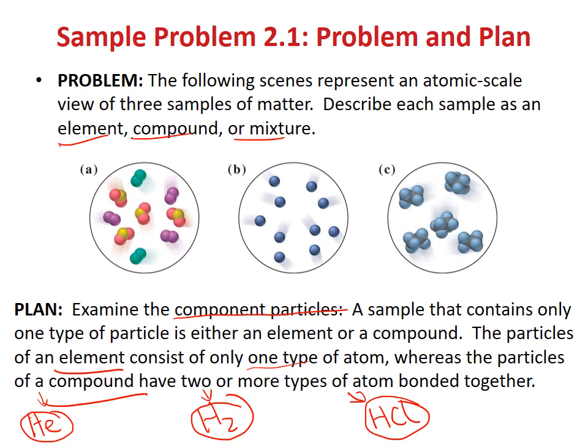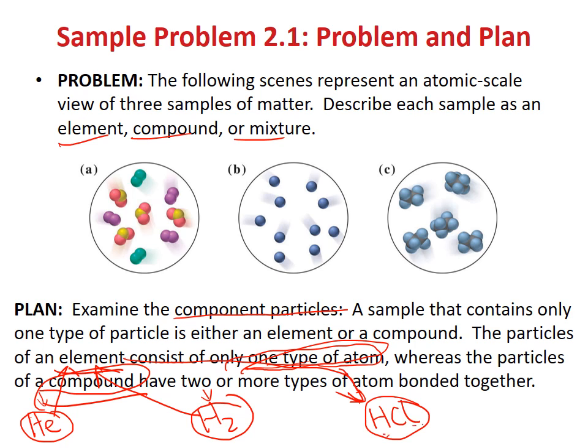The first one is called an element because it consists of only one type of atom. The second one is also called an element. Even though it's a molecule, it's an element because it has only one type of atom. The molecule has two atoms but the same type, so it's an element. The third one, on the other hand, is called a compound because the molecule has two types of atoms.